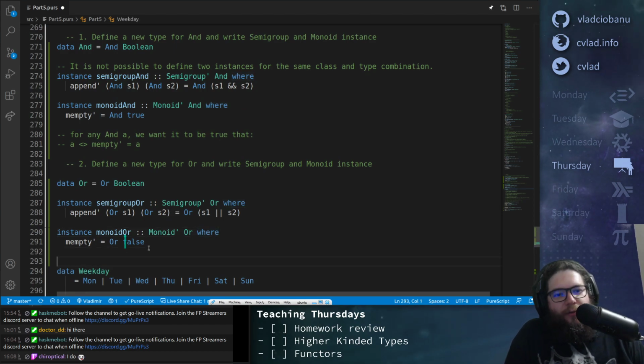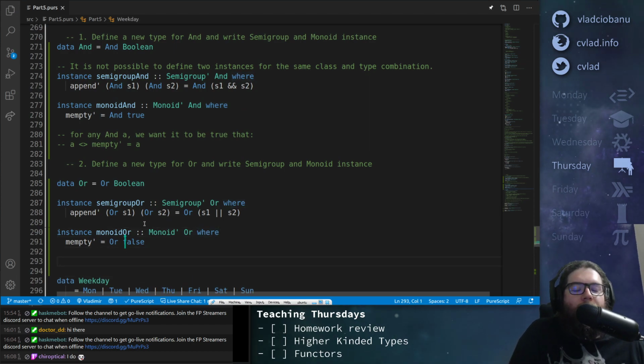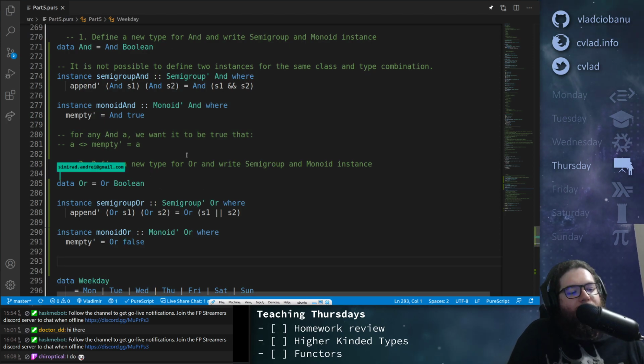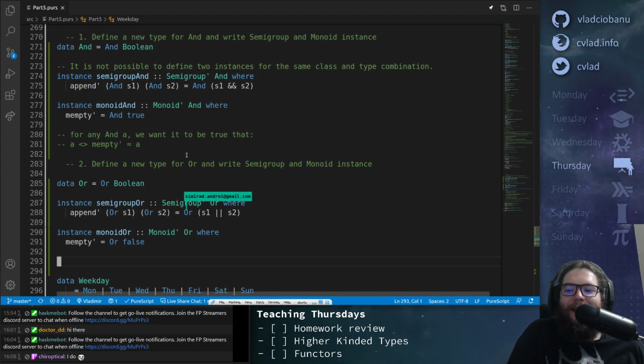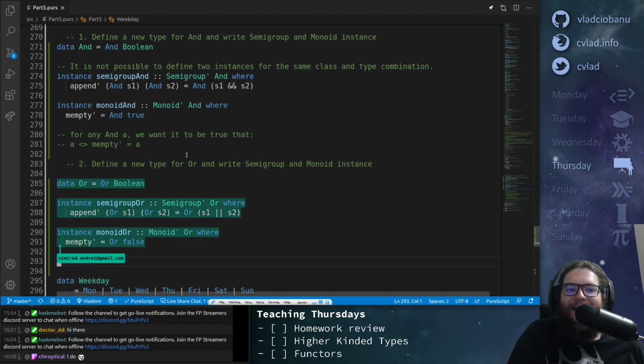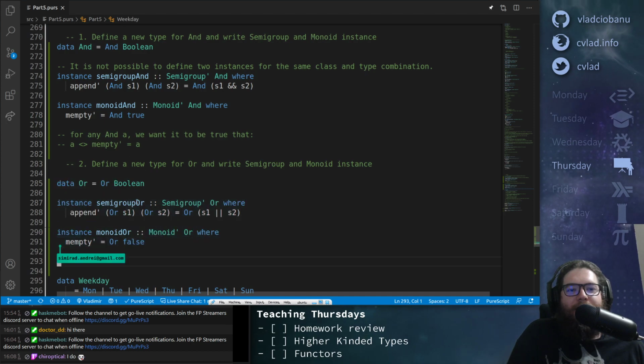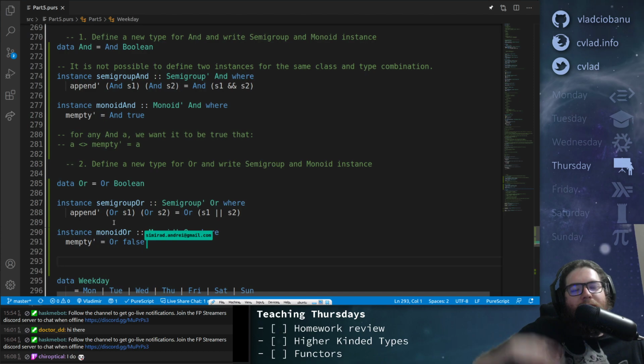So I have a question for you. When you do your homework, do you also try to put them in a Purescript file and try to compile them, or no? They are in a Purescript file, but I don't know how to compile them properly. I think you just need to hit save, and then it should show you the errors. Yeah, it doesn't give me errors.